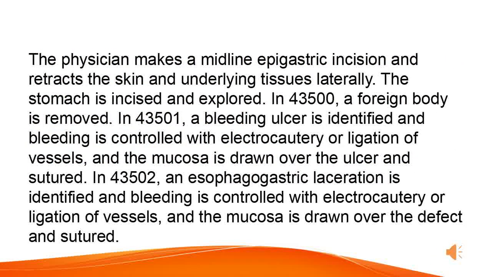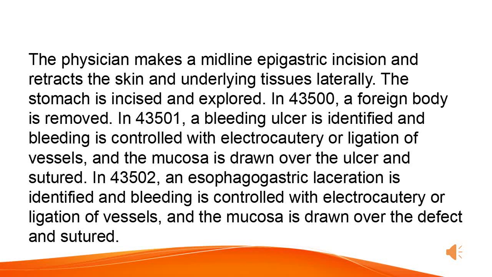The physician makes a midline epigastric incision and retracts the skin and underlying tissues laterally. The stomach is incised and explored. In 43500, a foreign body is removed. A bleeding ulcer is identified and bleeding is controlled with electrocautery or ligation of vessels, and the mucosa is drawn over the ulcer and sutured.